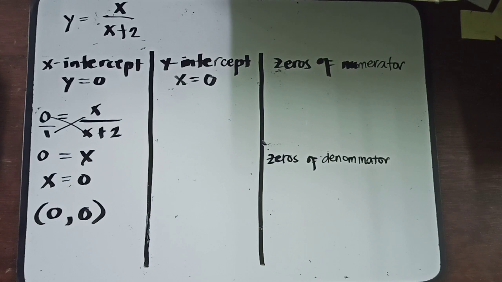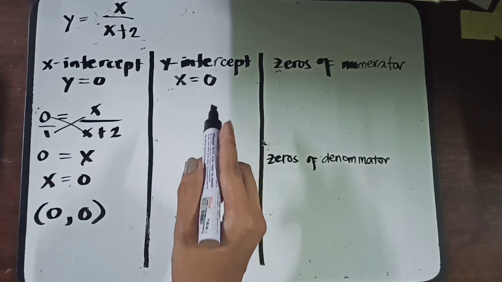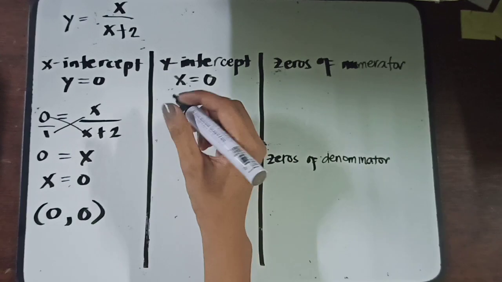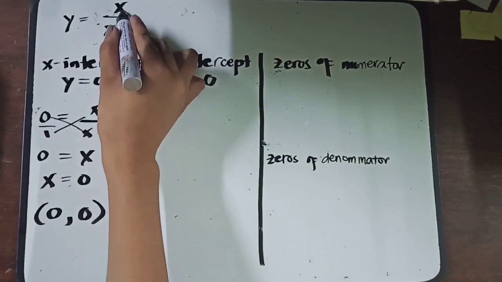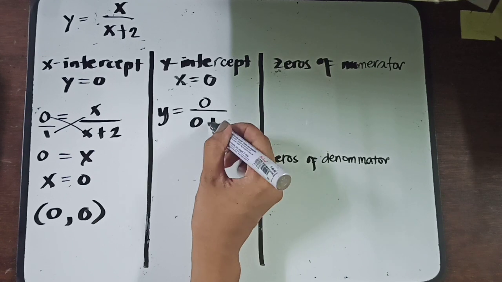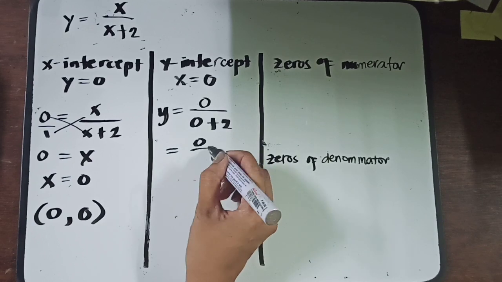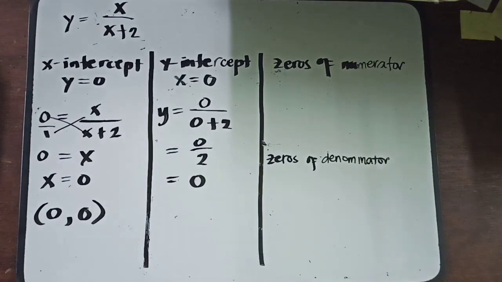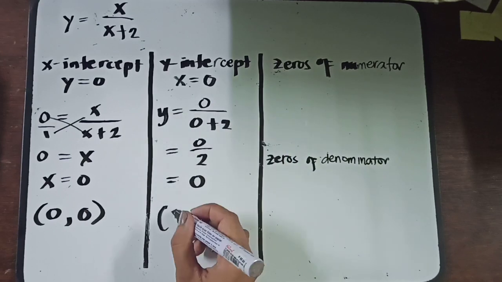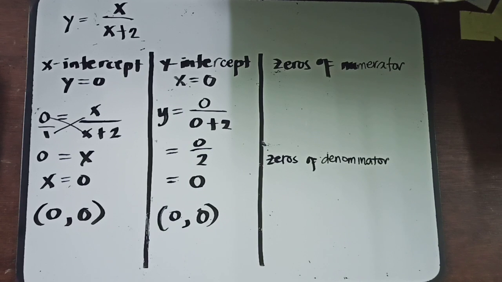So y-intercept, substitute the value of x, which is 0. Again, y-intercept, solve for the value of y, where x is equal to 0. So that is y is equal to x is equal to 0 over the value of x, which is 0, plus 2. So that is equal to 0 over 0 plus 2. That is equal to 0. So now, our y-intercept is the value of our x, which is 0, and the value of our y, which is also 0.